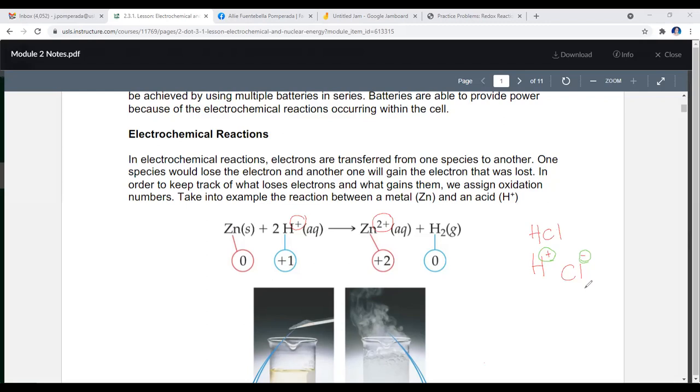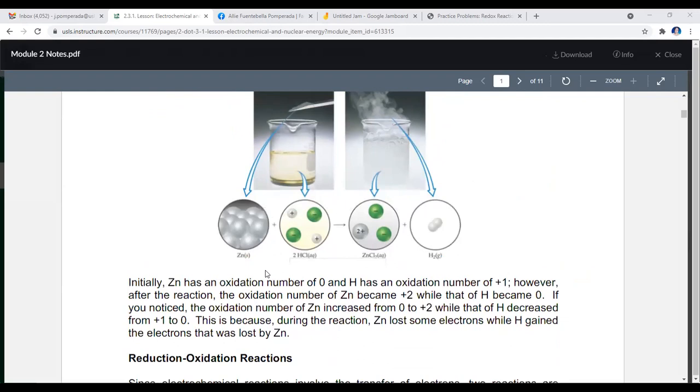Okay, now, take as an example the reaction between metal zinc and the acid H+. In this particular reaction that you see, the reaction is already written in the form where the charges or the oxidation states of the elements present in the reaction are written. But actually, the true reaction that is happening is this one. So let me just clear the drawings. The true reaction that happens is between zinc and hydrogen chloride, or in this case, hydrochloric acid. Your zinc reacts with hydrochloric acid, forming zinc chloride and H2 gas.